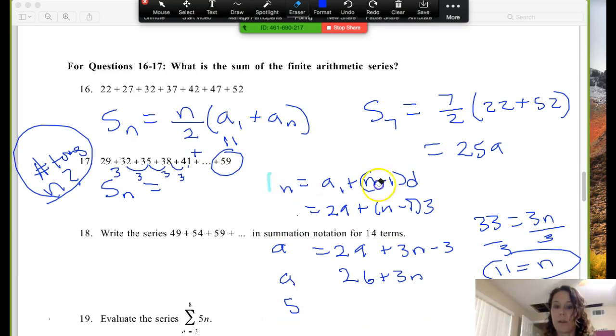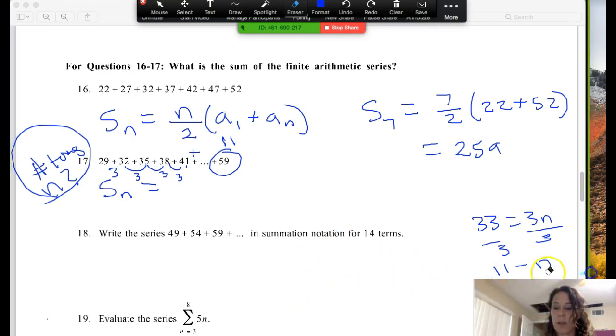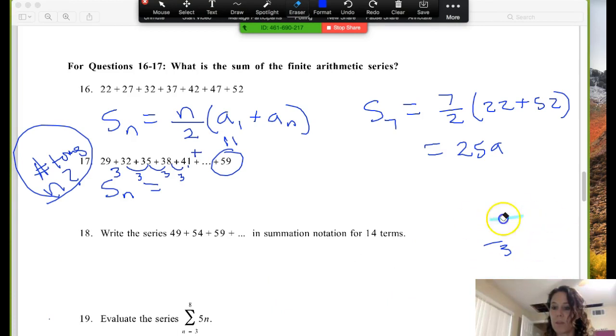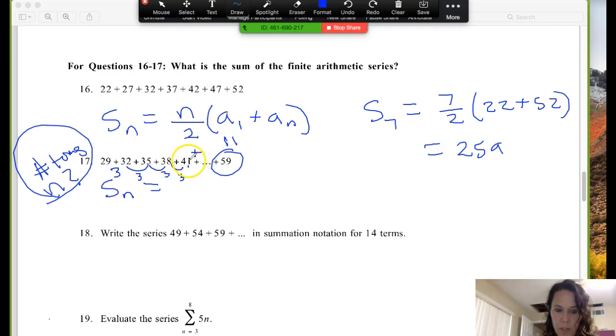Now that I know the last term is the 11th term, the only other way to figure that out is to count by the common difference over and over until you get to 59 and see how many spots are in between to get to here. Okay, so that's the 11th term.